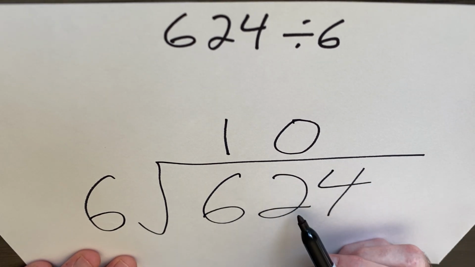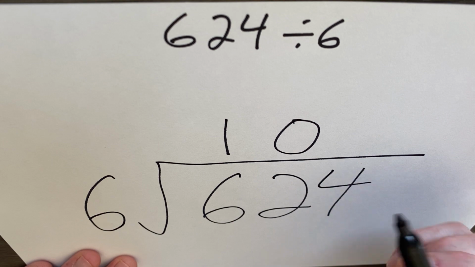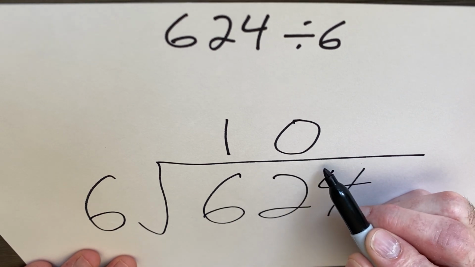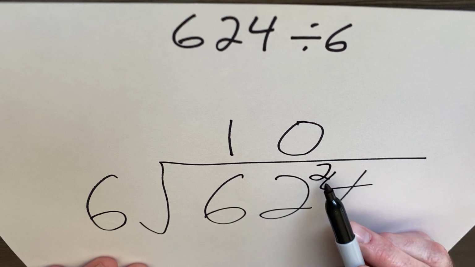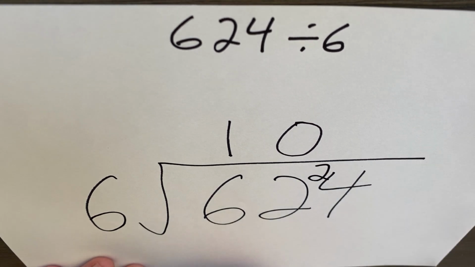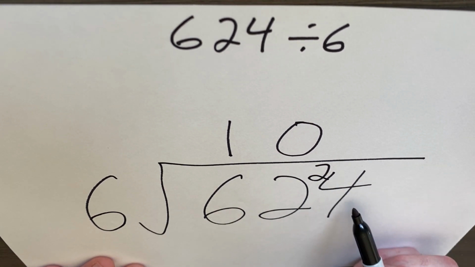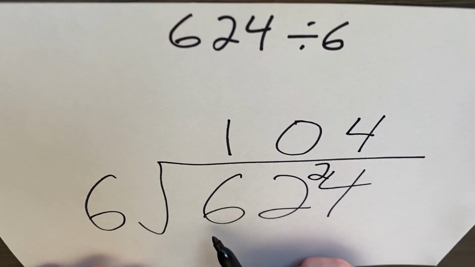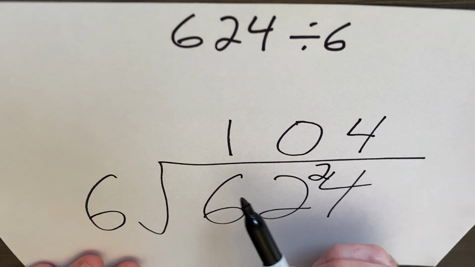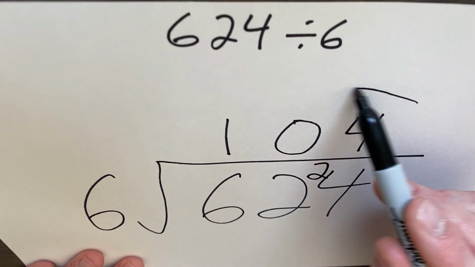So 6 did not fit into 2, but it had 2 left over, right? So I put that remainder of 2. The answer was 0, remainder 2, so I put that 2 over here. So I convert this 4 into a 24. And how many times does 6 go into 24? It goes in 4 times. So what's 624 divided by 6? The answer is 104.